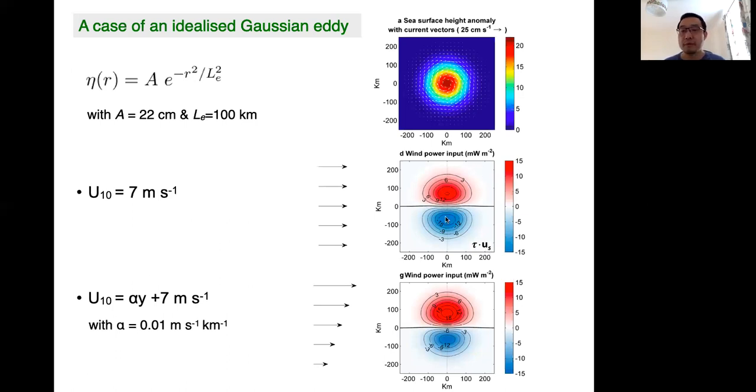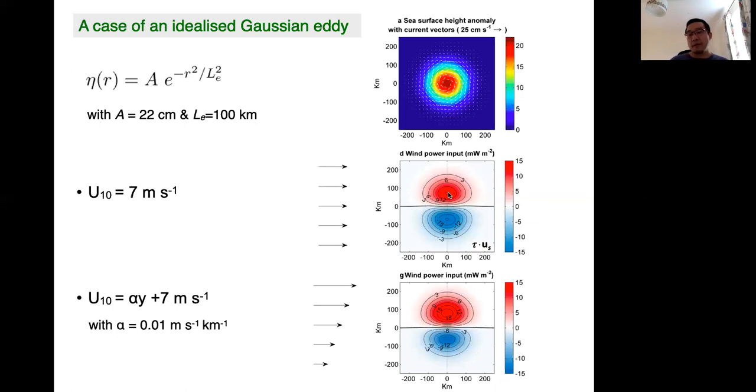So naturally we will have this dipole pattern because on the northern side or upper side of this eddy, the wind is in the same direction as the eddy current. So the wind work is positive. And in the southern half of this eddy, the wind blows against the eddy current. So the wind work will be negative. So it's very natural to have this dipole pattern. But one thing you notice is that there are more contours in the negative value region, so in the lower half than the upper half.